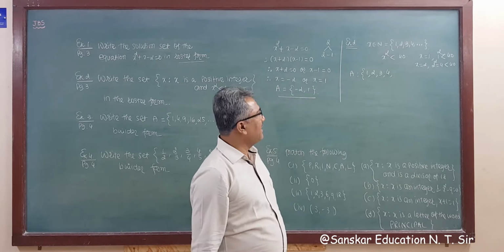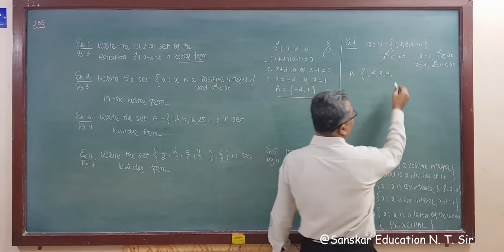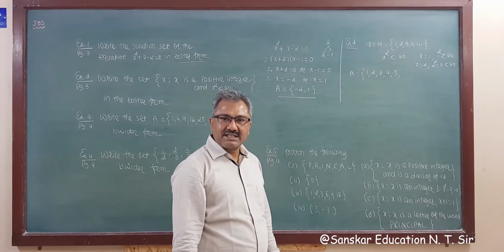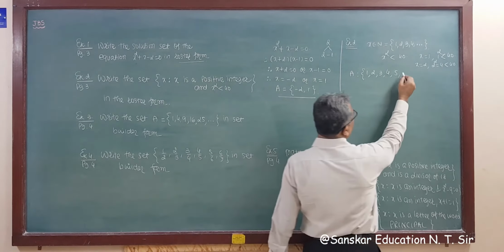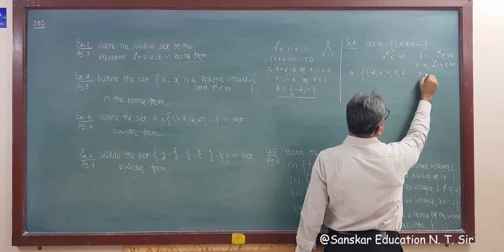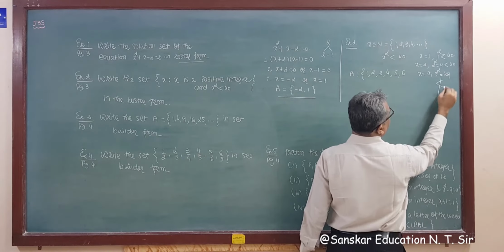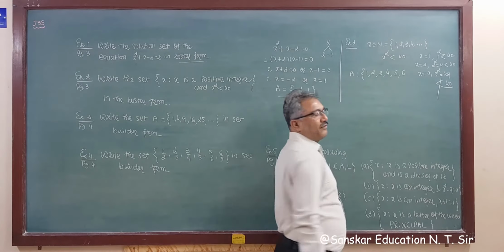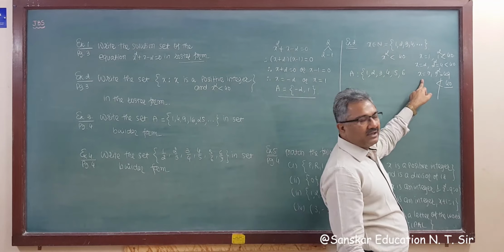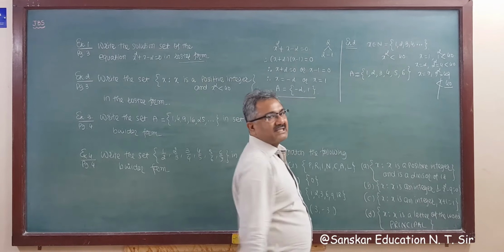Check orally. Then 5 square is 25, which is less than 40, so this is possible. 6 square is 36, less than 40, so 6 is also possible. Now if we take x is equal to 7, then 7 square is equal to 49, which is not less than 40. 49 is greater than 40, so 7 is not possible, so it is not included in A. So set A is equal to, this is right.